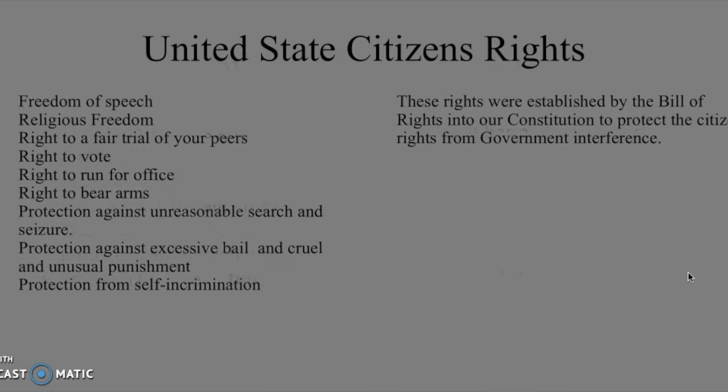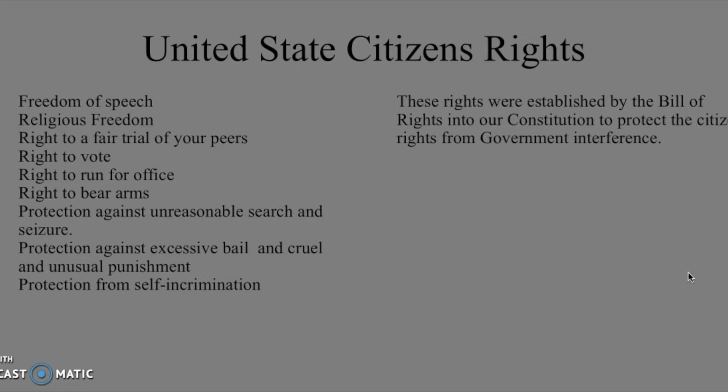United States citizen rights. So these rights were established by the Bill of Rights and our Constitution to protect the citizens' rights from government interference. This means that the government cannot just come in and take the citizens' rights away. These rights are written into the Constitution for a reason, so that history does not repeat itself.